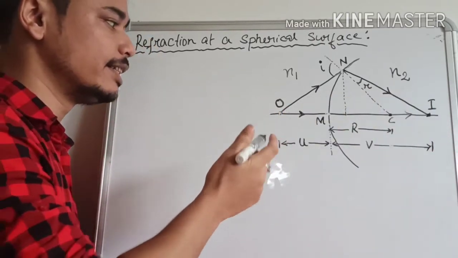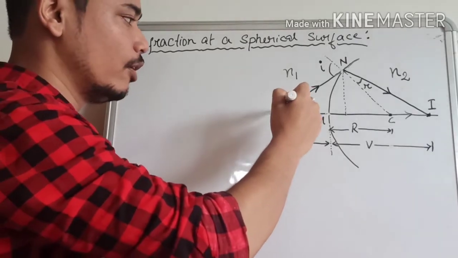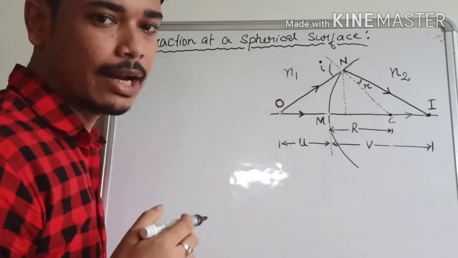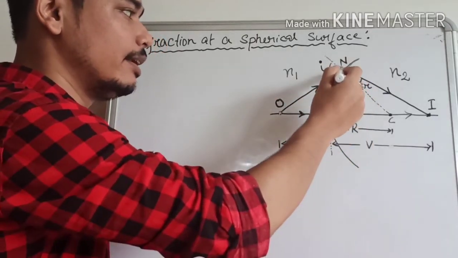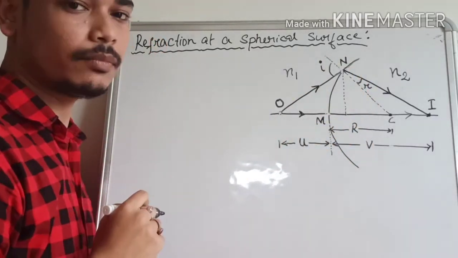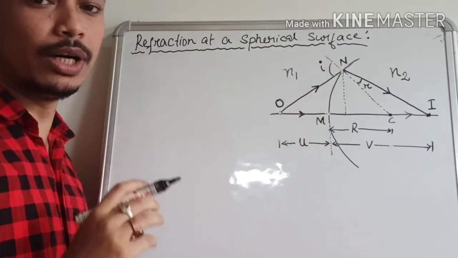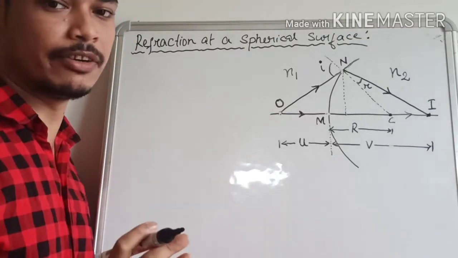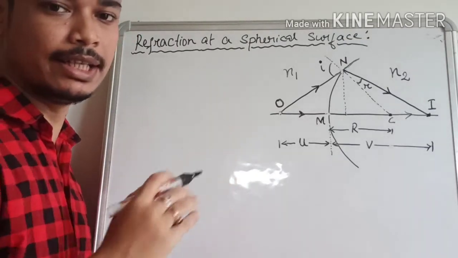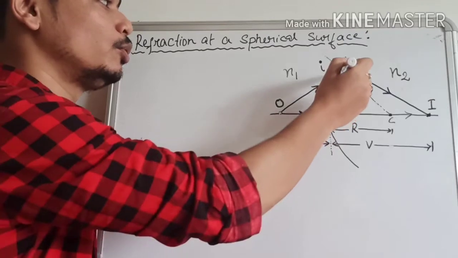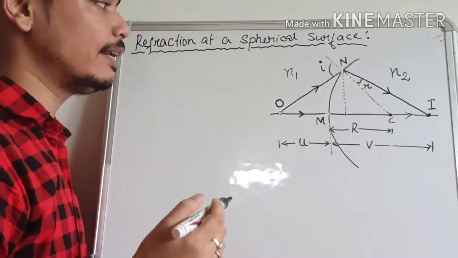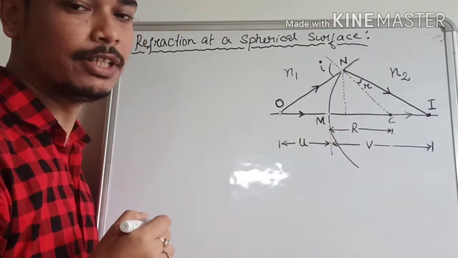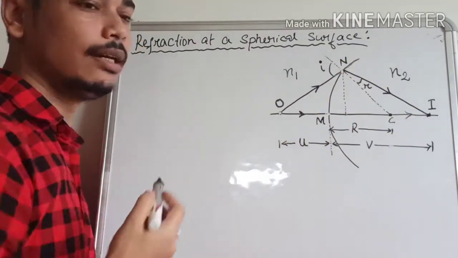Now we consider a second ray emanating from this point along this direction. This ray is going and striking the spherical surface at this point, which is N. At that point, if we draw a normal, perpendicular to the surface, then that normal will always pass through the center of curvature of this spherical surface.